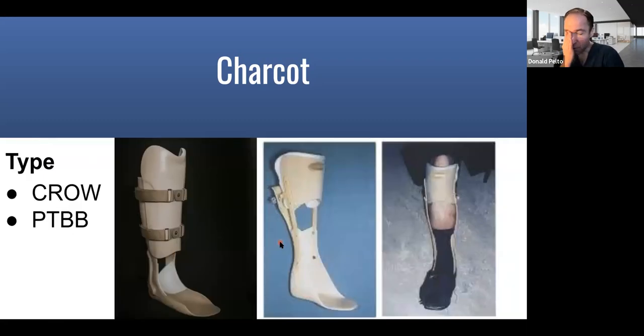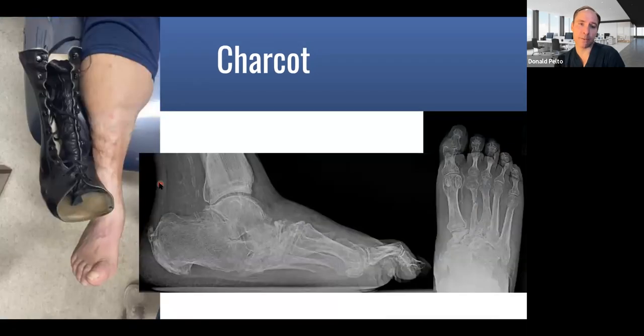From the crow boot, once things solidify, then I'll put him into this patellar tendon bearing brace. This is once again done by the other clinic. And this is something that I do. And then after, if he's stable enough, then I'll try to put him either into a brace like this, like an Arizona brace or something similar.